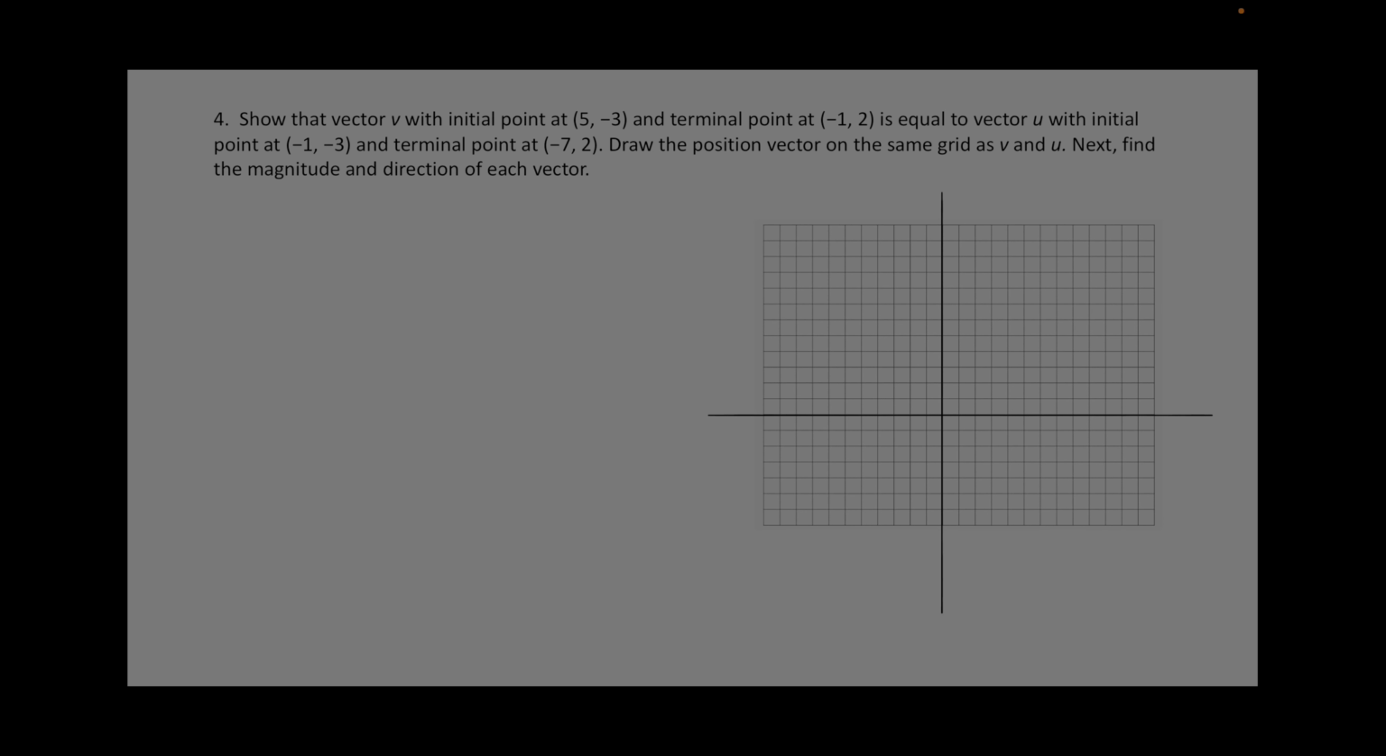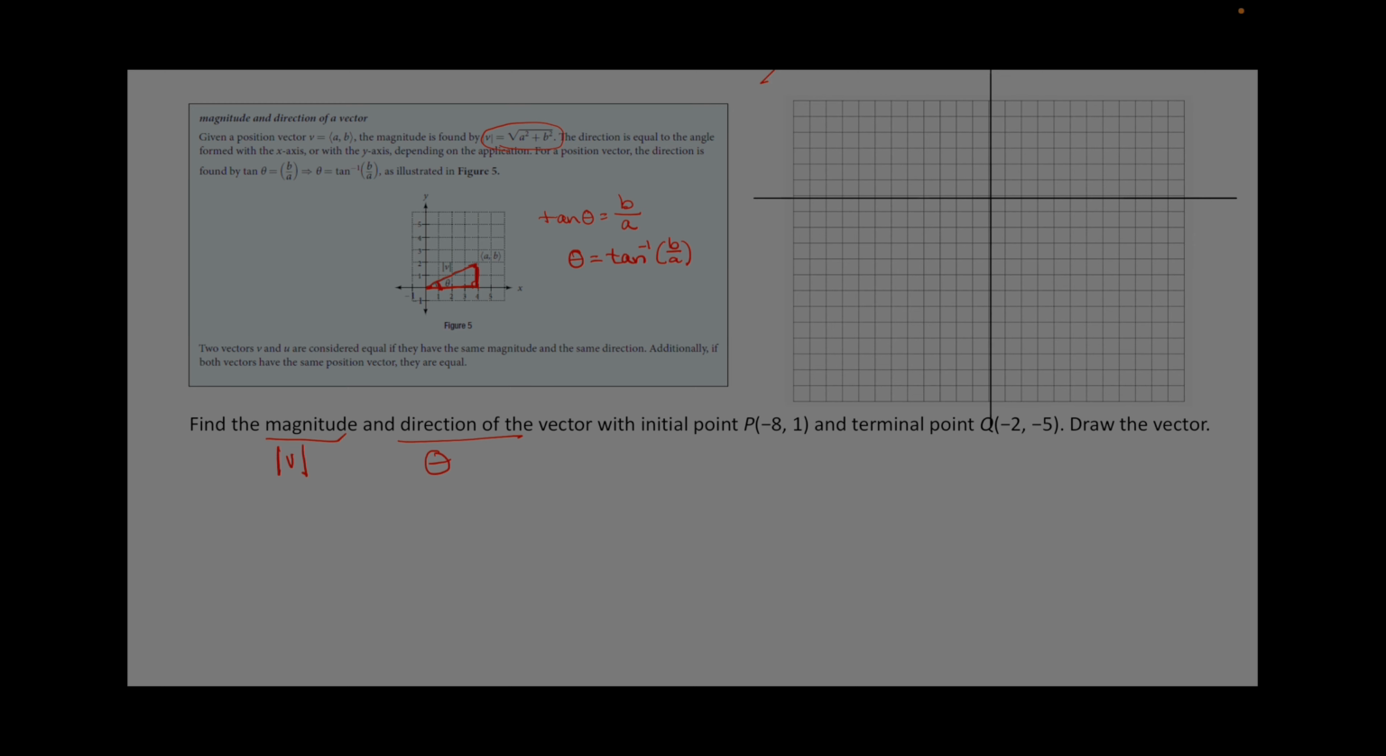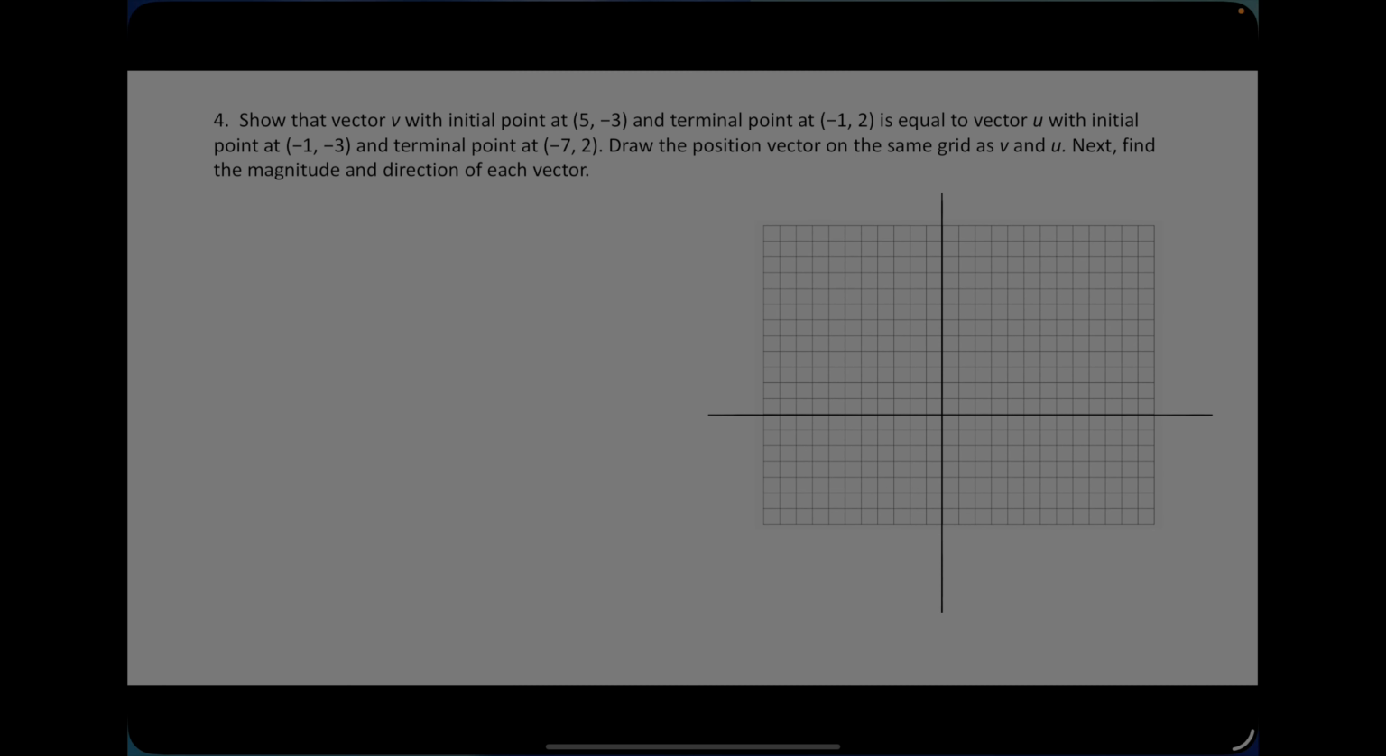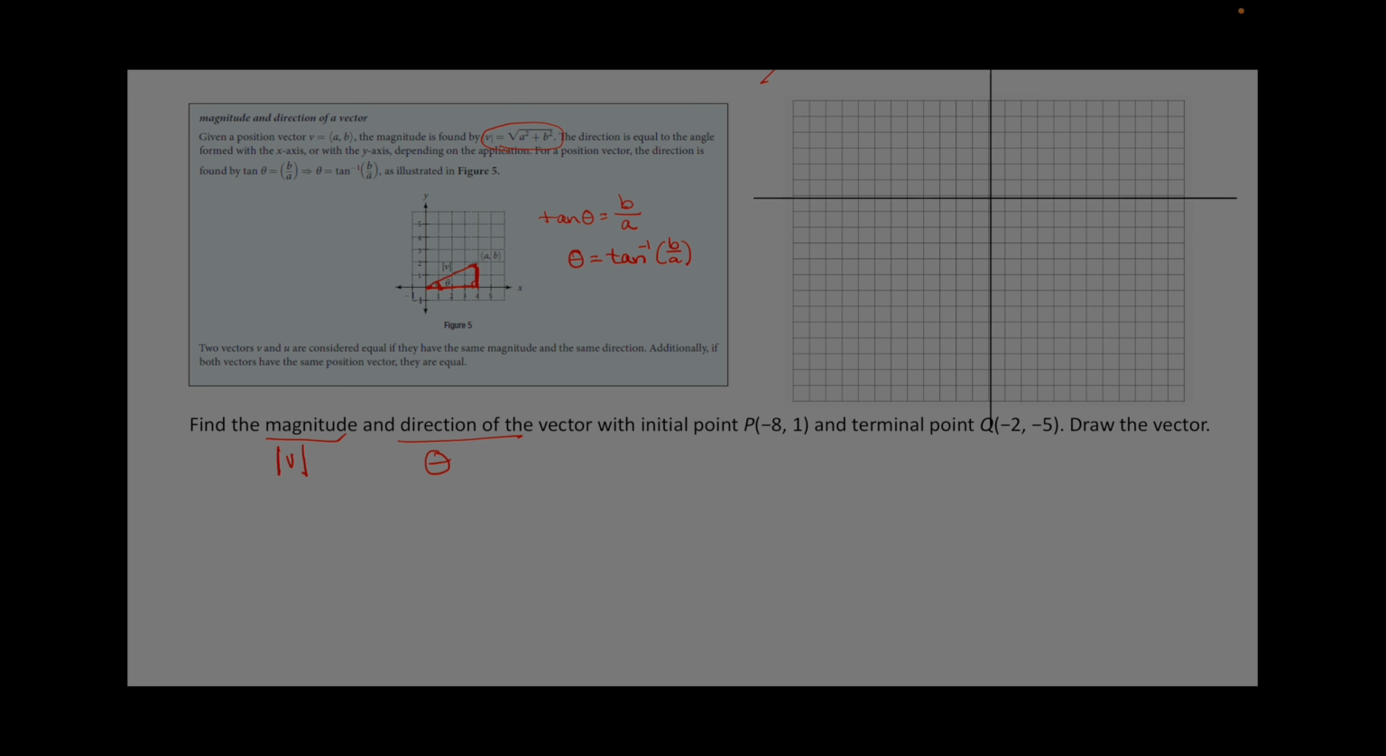I recommend it. Oops, I want to change colors, but my calculator function's not letting me change. Okay, well, we're riding with it today. -8. 1, 2, 3, 4, 5, 6, 7, 8. There's -8, +1 right there. That's the initial point, P. And the terminal point is -2, -5. So there's -2. 1, 2, 3, 4, 5. There's my -5 mark. So -2, -5 right here, and this is my point Q. So this is my vector that we're talking about.